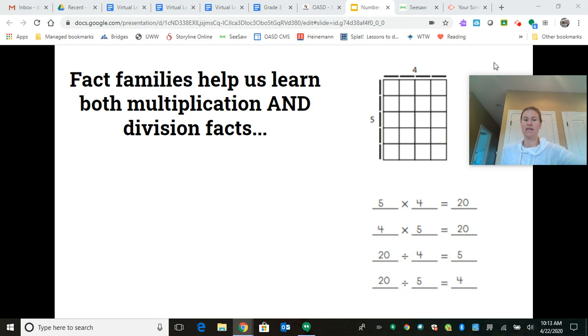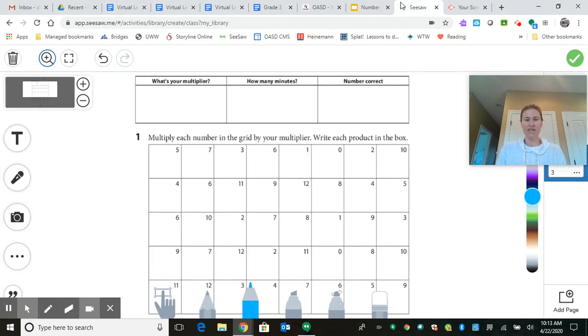All right, great. Now we get to practice this on Seesaw. So on your Seesaw, you are going to have a sheet that looks like this. You are going to practice picking a multiplier that you want to choose. Everybody will start with different numbers. If you feel really good about multiplication, pick 7, pick 9, 8, 6. If you're so-so and you might need tools or it takes you some time, start with 2 like I am.